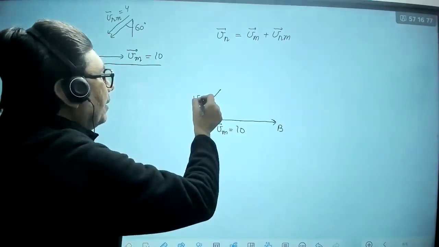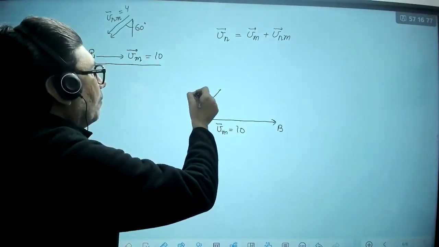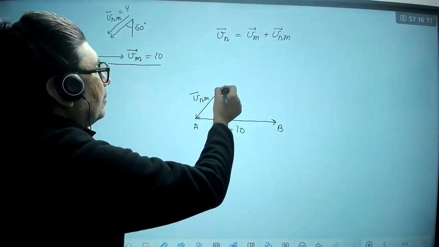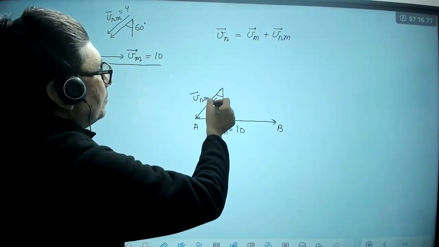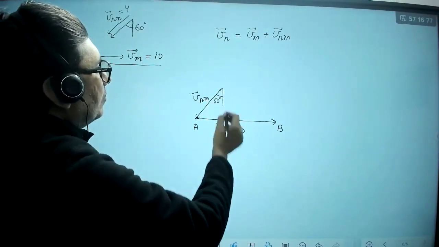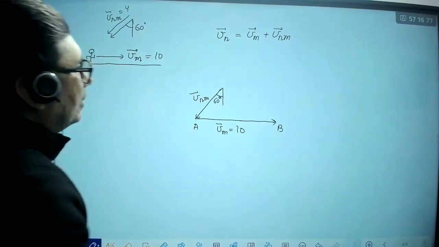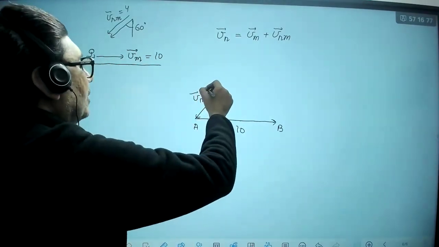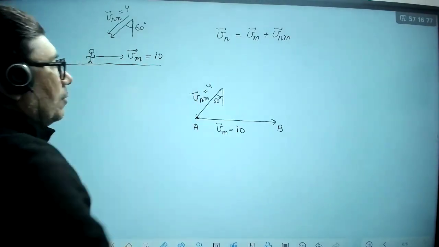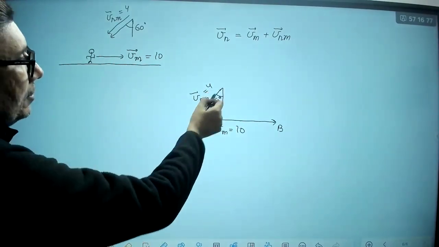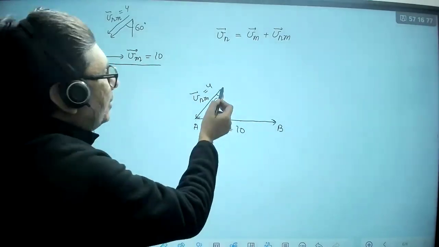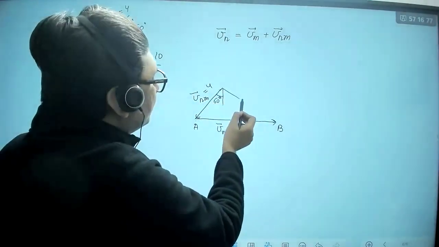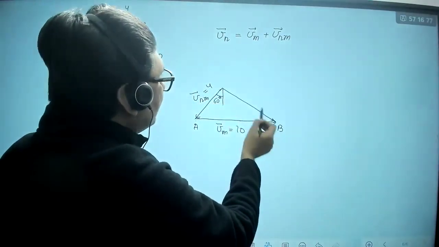This is VRM and this angle is 60 degree. This is 60 degree. And how much is VRM? VRM is 4. So first you have drawn this vector VR plus VM. So what will be VR? VR will be this. This will be VR.